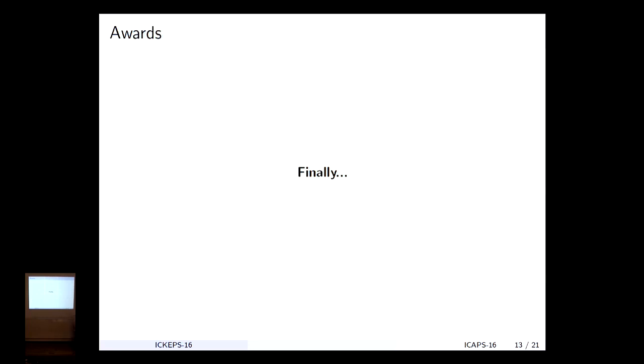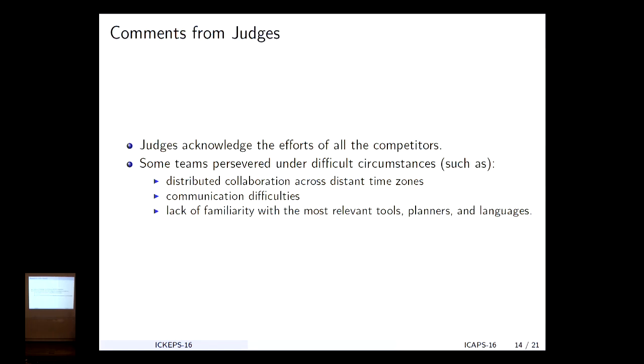So we are nearly there, but just one more slide, because all the teams did a great job in the competition, and the judges want to acknowledge that. It clearly made a difficult call for the judges. There are also some other aspects, such as distributed communication, distant time zones, different continents, communication difficulties, and different numbers of members in the teams. Some people were more and some less experienced with tools and knowledge engineering, and so on. But the judges came to the following decision.